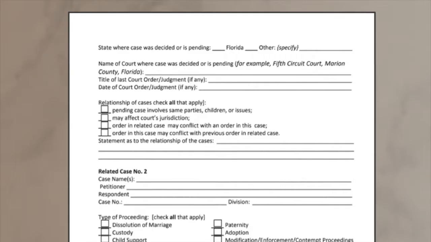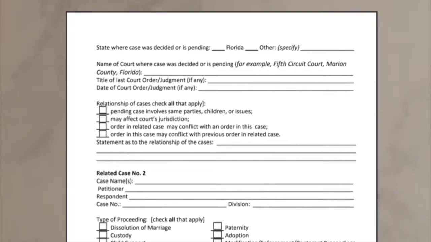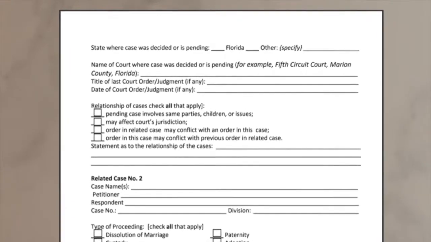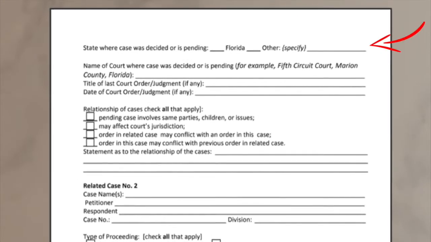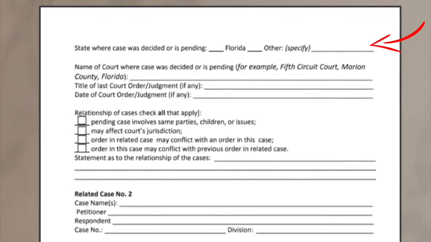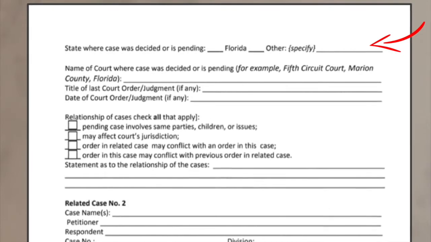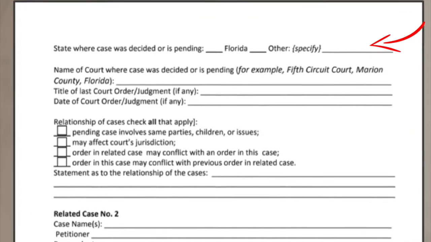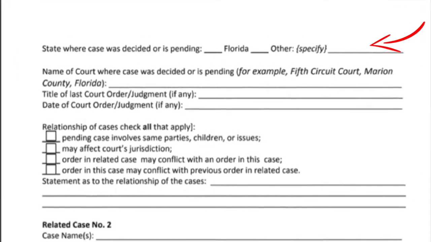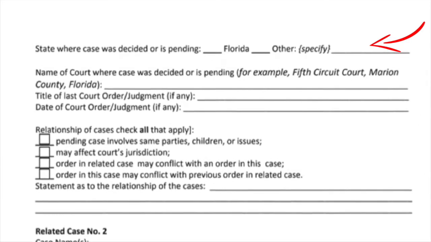If there are no related cases, as in this is the first filing, there's no child support action, no divorce, no other court that anything was ever filed in, this is very straightforward. Under Section 1, you put in that there are no related cases, and then you can move forward.